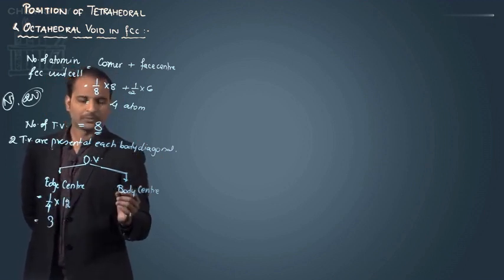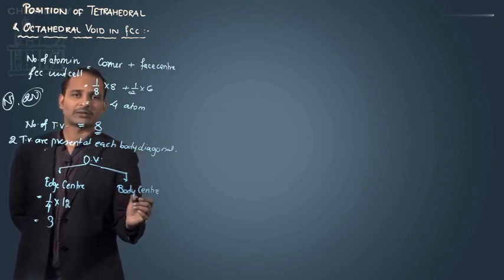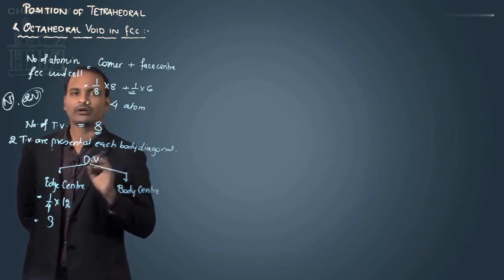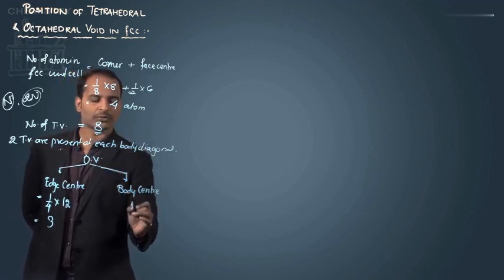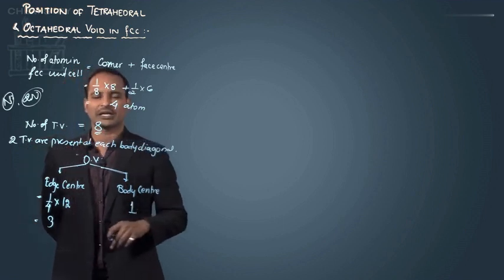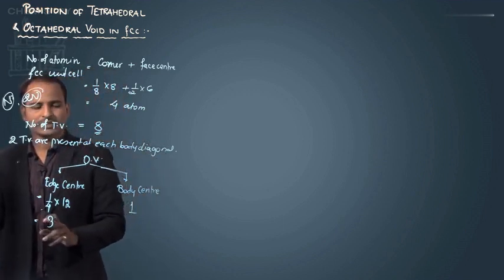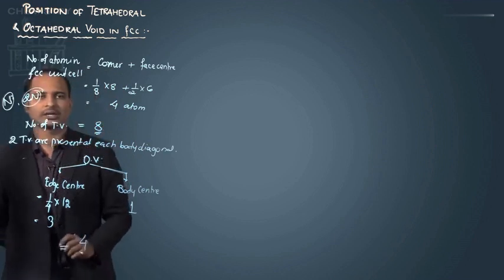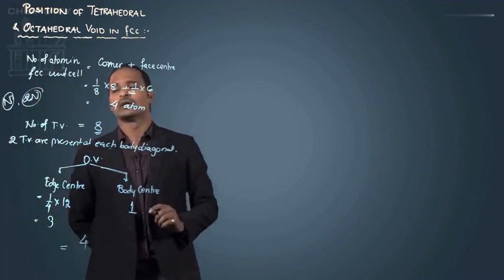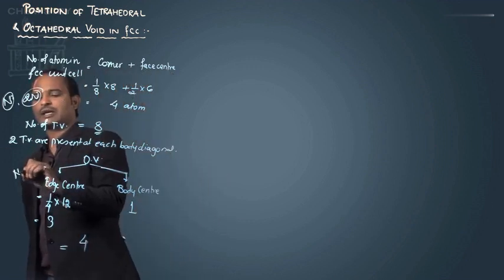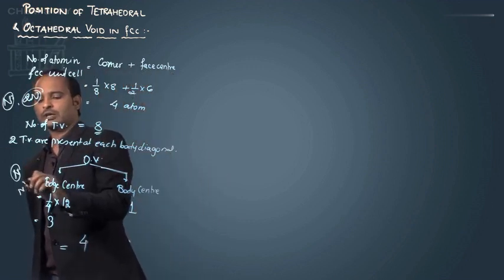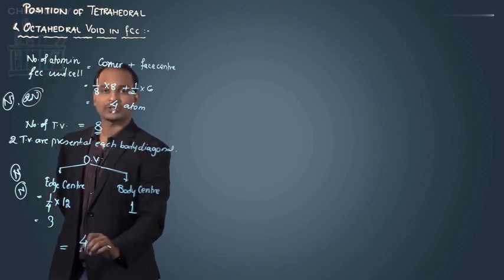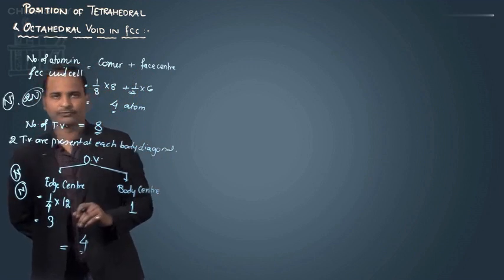Body center. The octahedral void which is present exactly at the center of the body will not be shared by the other unit cell. So the total contribution of this octahedral void which is present at the body center is 1. So how many octahedral voids are there overall? Then I can say 3 plus 1, that is 4 octahedral voids. And we have the relation that if there are n number of spheres, the number of octahedral voids is also equal to n. So in FCC there are 4 atoms, that is 4 spheres. So octahedral voids are also equal to 4.